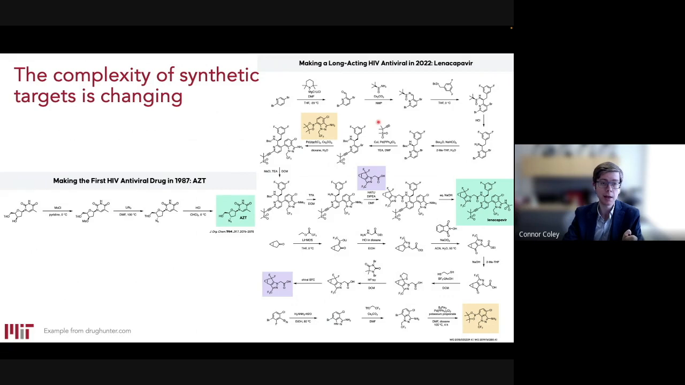And then more recent HIV antivirals are much more structurally complex. And more important than being structurally complex, they're synthetically complex. And so to make lenacapavir takes a lot more synthetic effort.